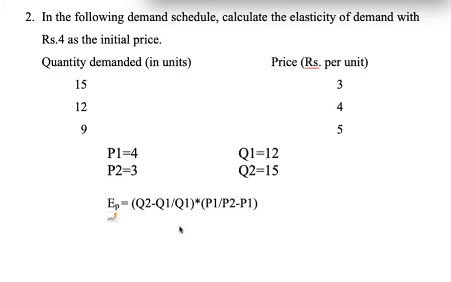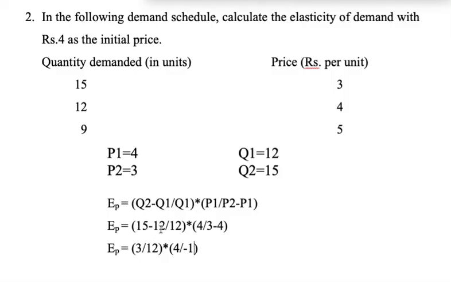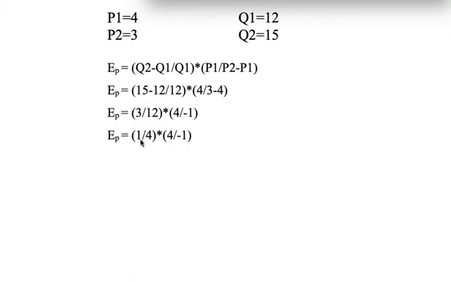The formula that we have here is EP is equal to Q2 minus Q1 divided by Q1, into P1 divided by P2 minus P1. We are going to place these values in this formula. We have 15 minus 12 divided by 12, into 4 divided by 3 minus 4. Now 15 minus 12 is 3 divided by 12, and 3 minus 4 is minus 1. 3 divided by 12 is 1 divided by 4, into 4 divided by minus 1.